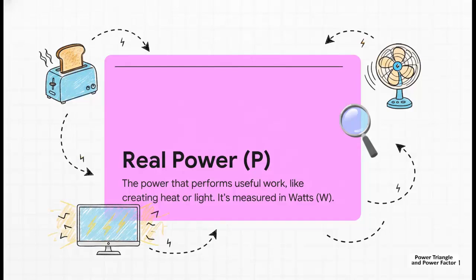First up, let's talk about the hero of our story, real power. We represent it with the letter P. This is the power that does all the actual useful work. It's the energy that toasts your bread, lights up your room, or makes a fan spin. It's measured in the good old watts that we're all familiar with.